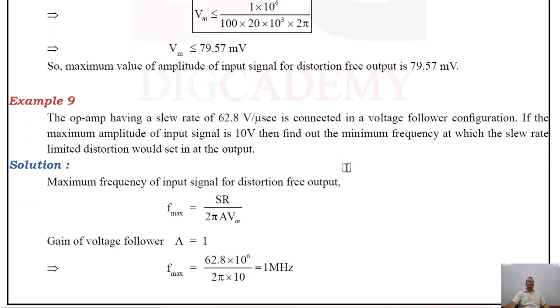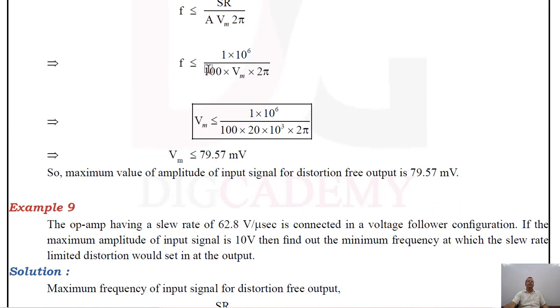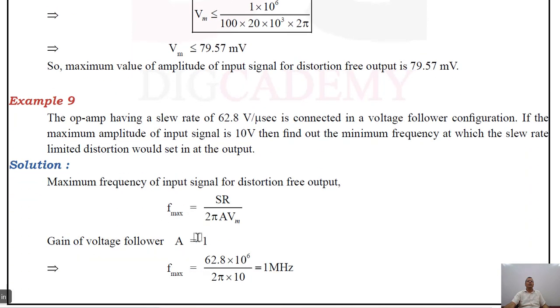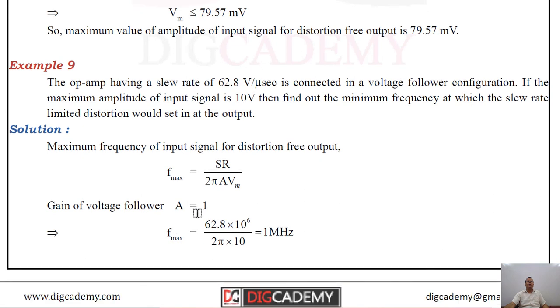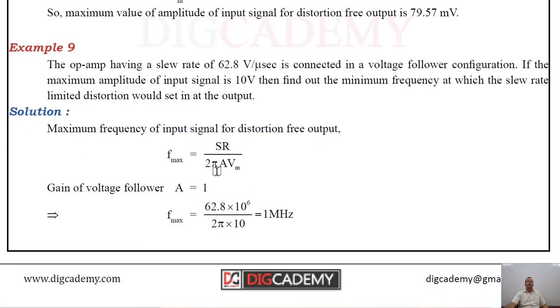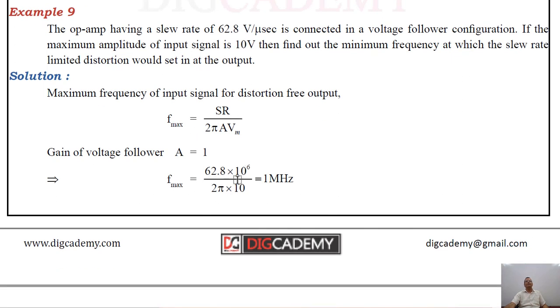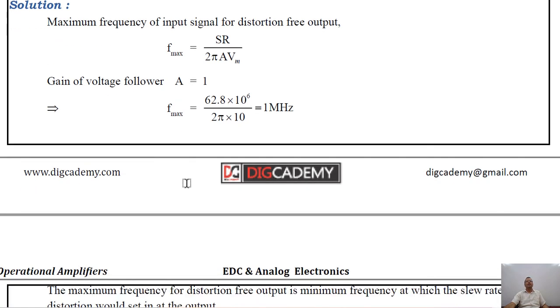So we have seen the expression of maximum frequency, that is nothing but this. I have written that expression here. For voltage follower, A is equal to 1. So simply by putting these values, for unity A is 1, Vm is given to you, that is 10 volt, SR is given to you, that is 62.8. By putting these values, I get the maximum frequency at which there is no distortion, and that is the minimum frequency at which the distortion will set in. Fine.